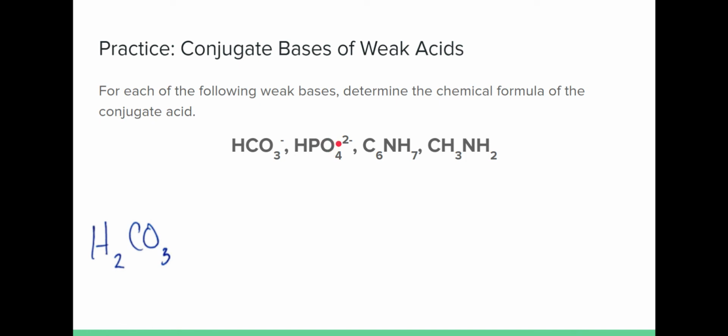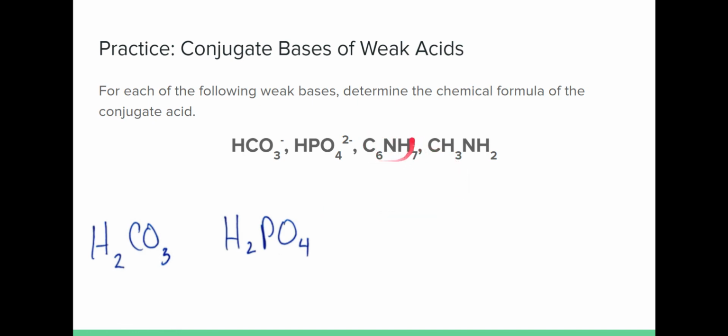HPO4 2-, if it gains a proton, its charge is going to become more positive. The conjugate acid is H2PO4 with a -1 charge. There should be a -1 next to this symbol right here. This would have a -1 charge.